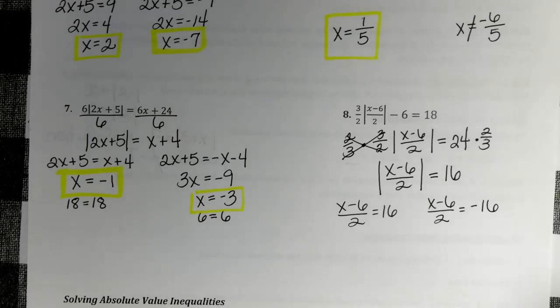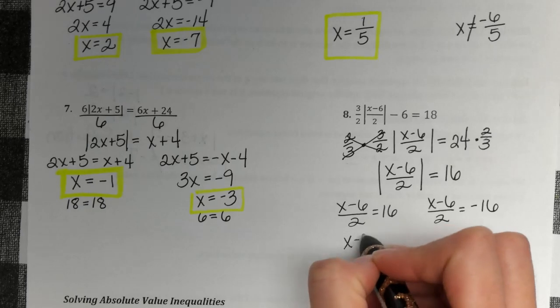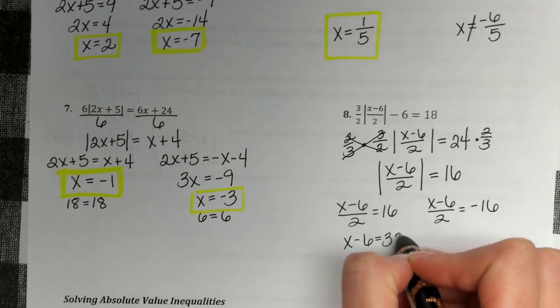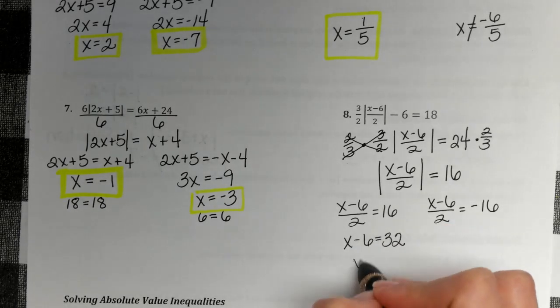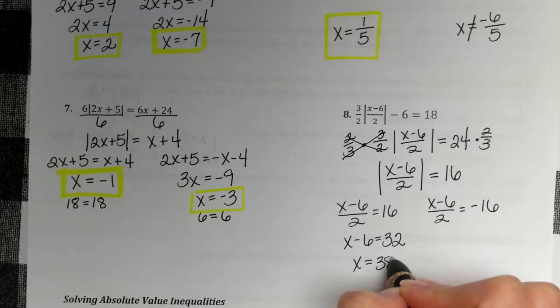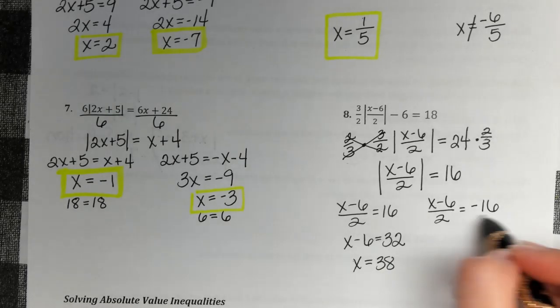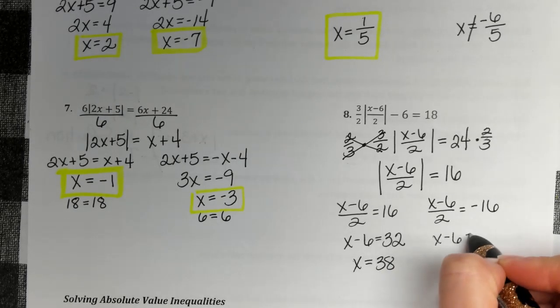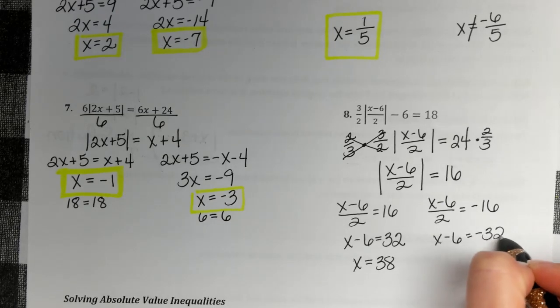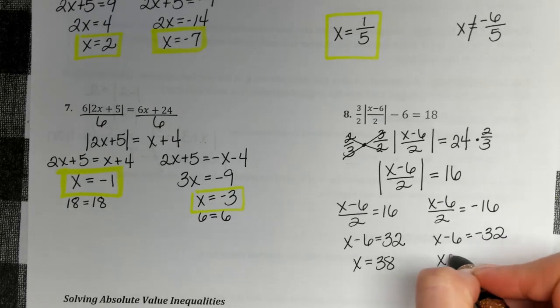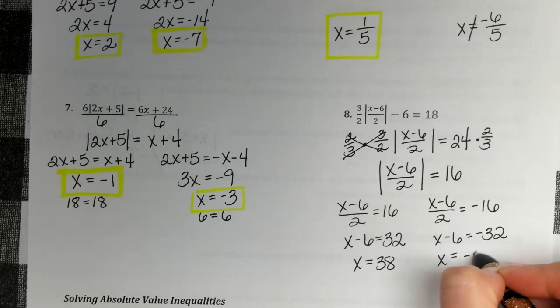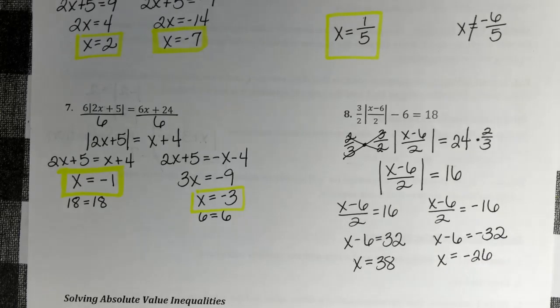And what do I do? Multiply by 2. So x minus 6 equals 32. Add your 6 and x equals 38. Multiply your 2 over here. X minus 6 equals negative 32. Add your 6 and x equals 26.